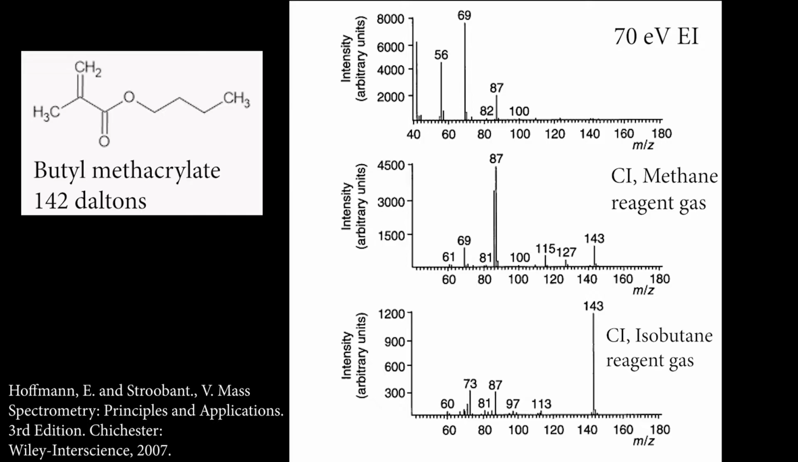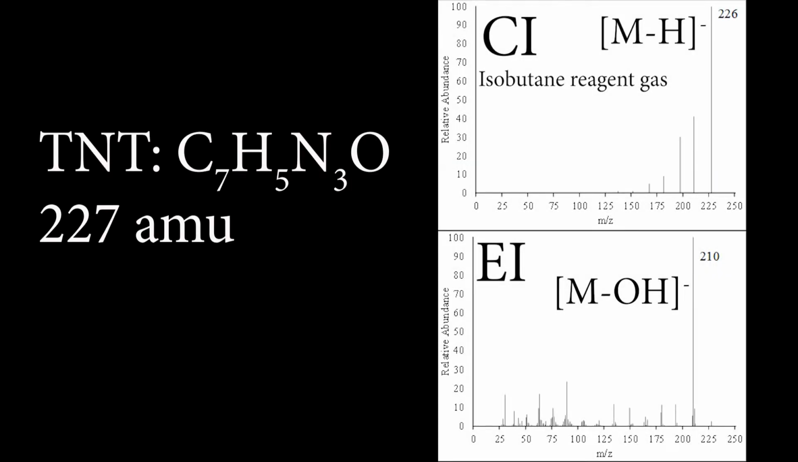Now, if we do CI with methane, look at that. We get a little bit less fragmentation, and we do get a protonated molecule. We get something that is representative of the molecular weight. If we use isobutane, that turns out to be even gentler for this butyl methacrylate, and we get a very nice protonated molecule peak. So this is a nice way to get molecular information out of GCMS.